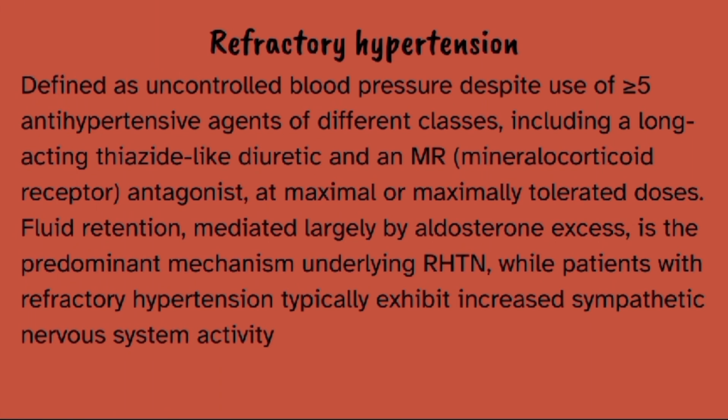Refractory hypertension is defined as uncontrolled blood pressure despite use of greater than or equal to 5 antihypertensive agents of different classes, including a long-acting thiazide-like diuretic and a mineralocorticoid antagonist at maximal or maximally tolerated doses. Fluid retention, mediated largely by aldosterone excess, is the predominant mechanism underlying refractory hypertension. While patients with refractory hypertension typically exhibit increased sympathetic nervous system activity, that is refractory hypertension.